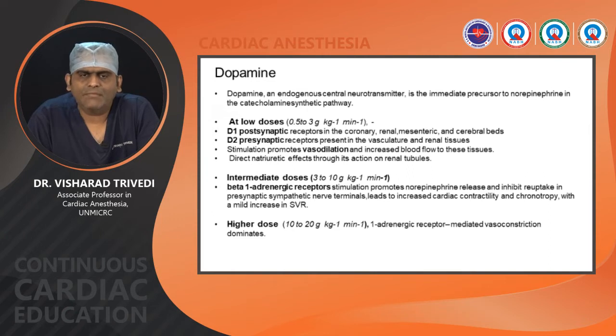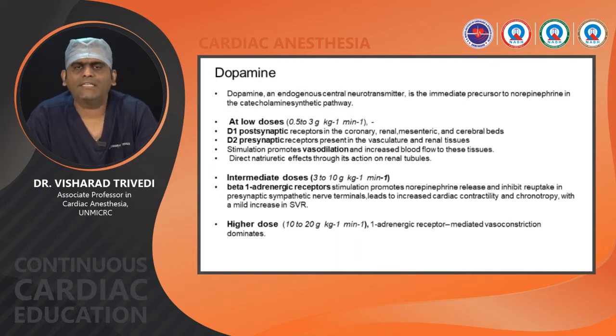Dopamine, as you have seen in the previous chart, is a precursor of noradrenaline in the catecholamine synthetic pathway. Now dopamine has mainly 3 dosage ranges, and depending on the dose, the actions on the various receptors vary. At low doses, dopamine acts on the dopaminergic receptors, that is D1 and D2 receptors. D1 are postsynaptic receptors in kidney, renal, mesenteric and cerebral vasculature, and stimulation of them will cause vasodilatation in that particular tissue and increase the blood supply to it.